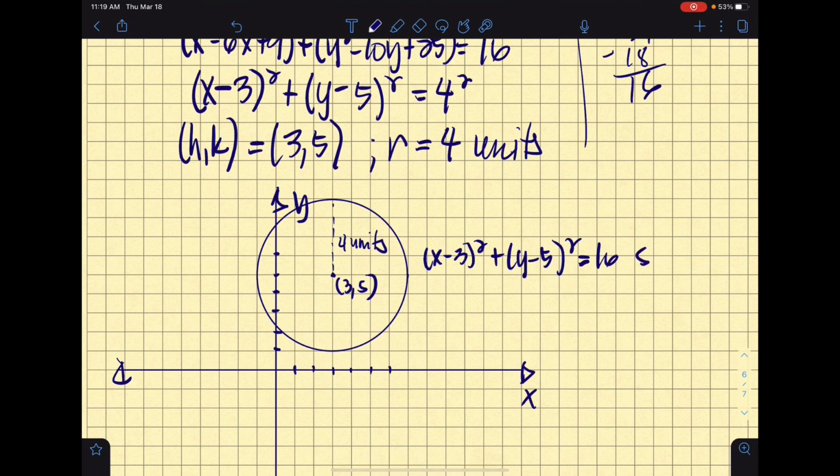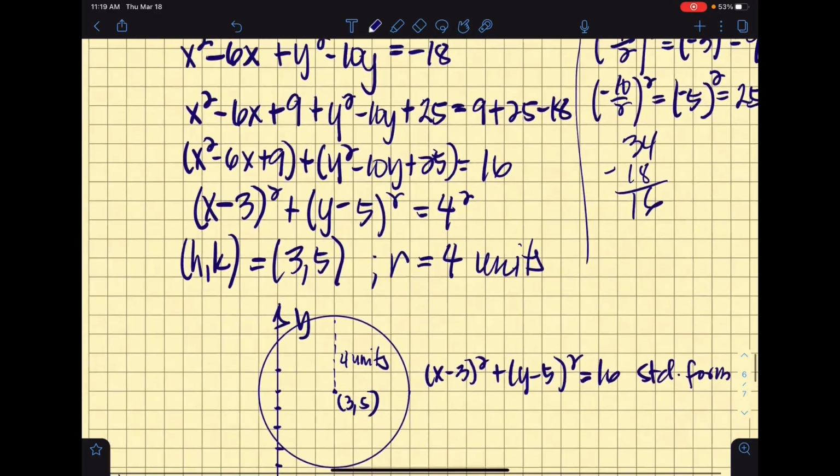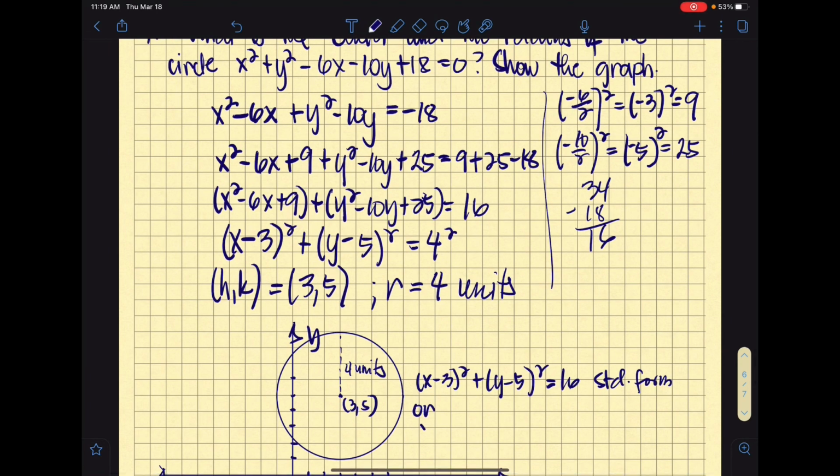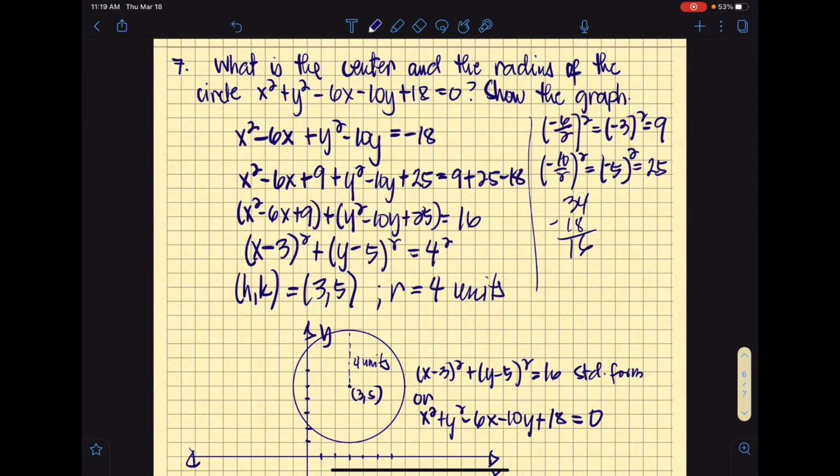So this is the standard form, and then in general form it is actually, I will just zoom in, x squared plus y squared minus 6x minus 10y plus 18 equals 0. And that's it. The circle and its graph and its standard form and general form. This is our general form, GF.